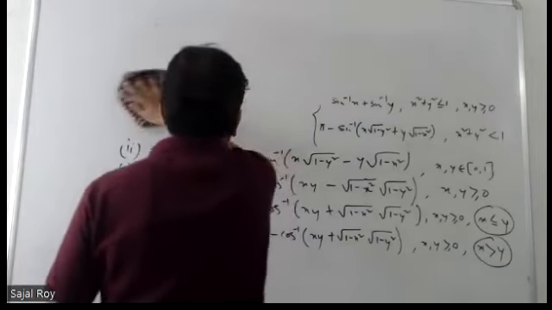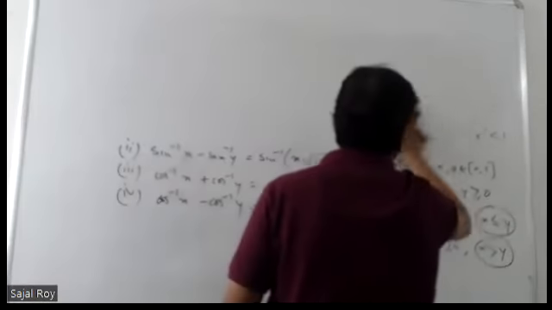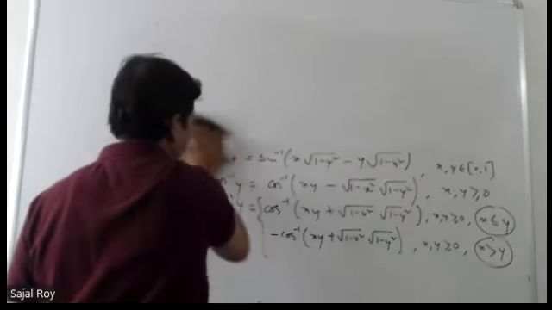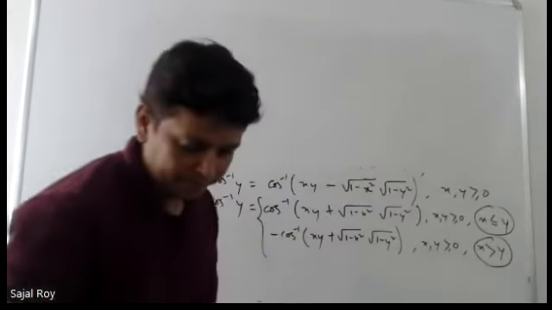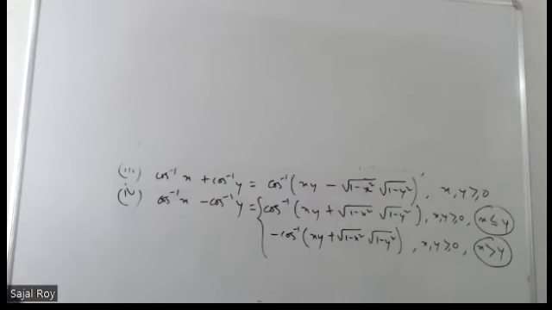Now the last property or identities. That is on the tan.